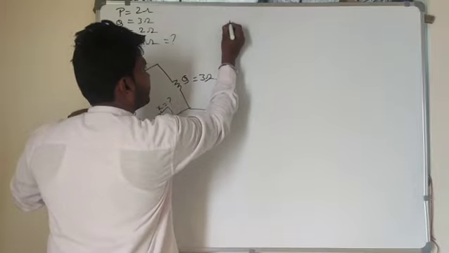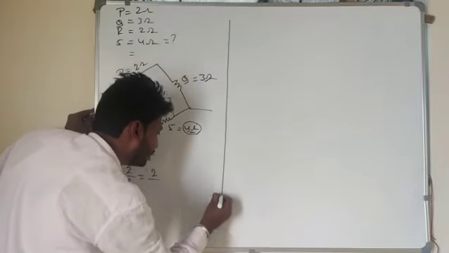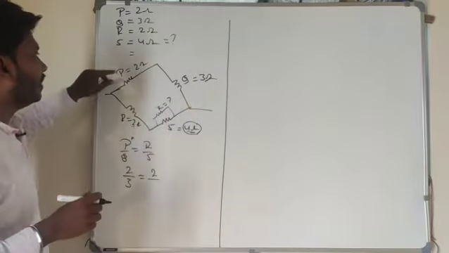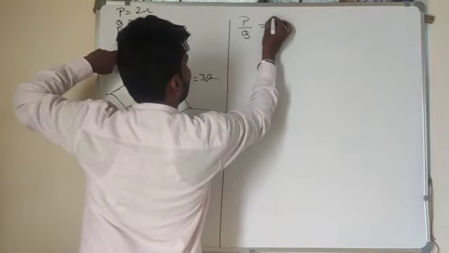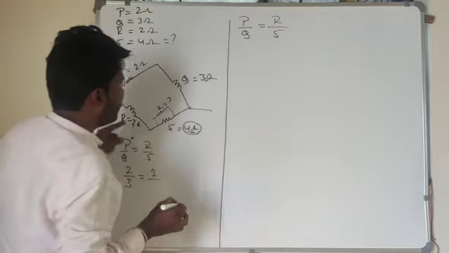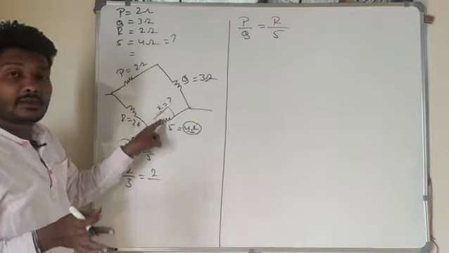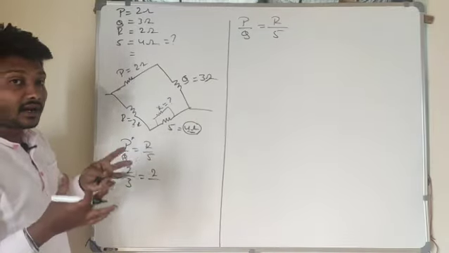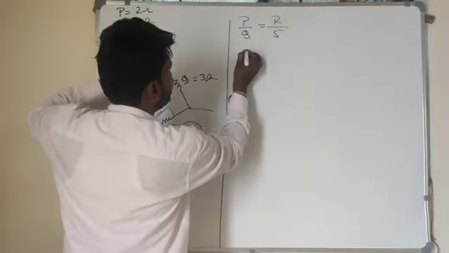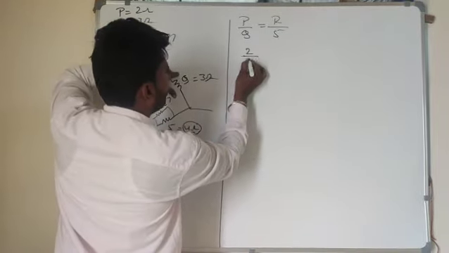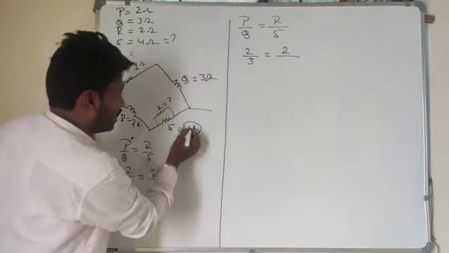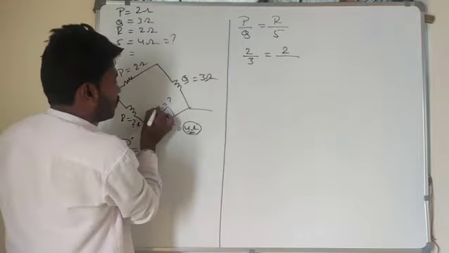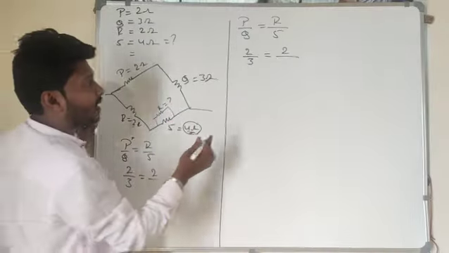For that purpose, I will use the formula. Look here. P by Q is equal to R by S. For that S, X amount of resistance will be connected in parallel to S. P value is 2, Q value is 3, R value is 2, and S value is 4. 4 and X are both in a parallel combination.